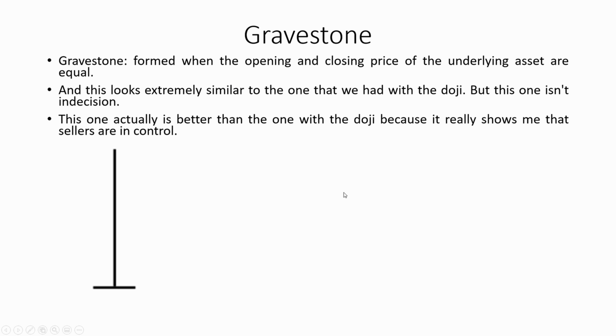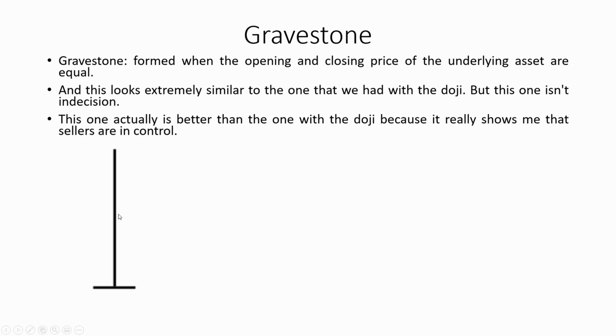The next one is going to be the gravestone. The gravestone forms when the opening and closing price are almost at the same price, okay? It actually looks a lot like a doji, but like you can see, the only difference is we don't have a wick down here. This one is actually better than a doji because this one doesn't mean indecision. This one means that sellers are in control, guys. The doji one means that we have indecision between buyers and sellers. This one is actually better. This one means that sellers are now in control.